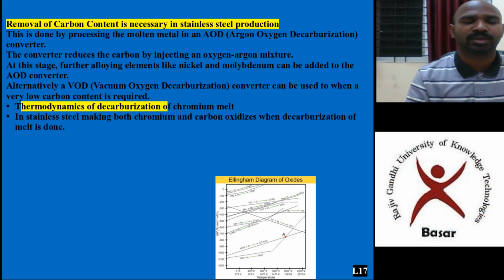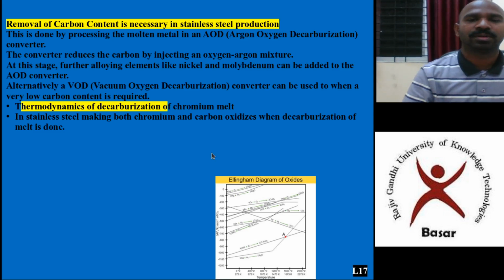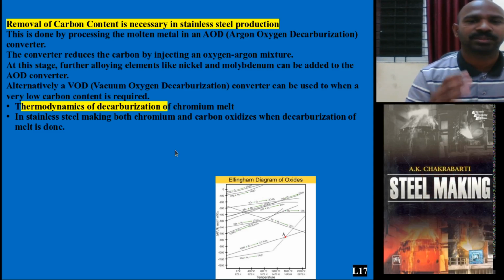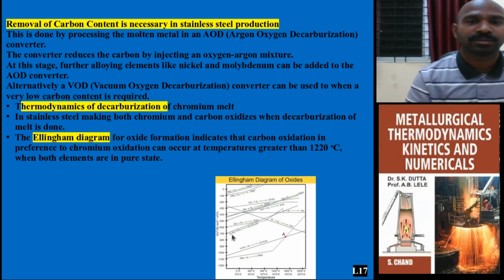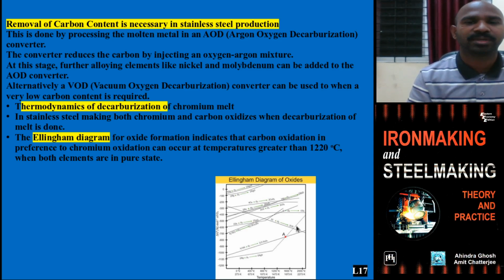For example, both chromium and carbon oxidize when the melting occurs. How do you understand that particular point? In this Ellingham diagram, as shown at the bottom, this is chromium plus oxygen, the chromium oxygen line going up, and the carbon plus oxygen line coming down. They intersect at around 1220 degrees Celsius.